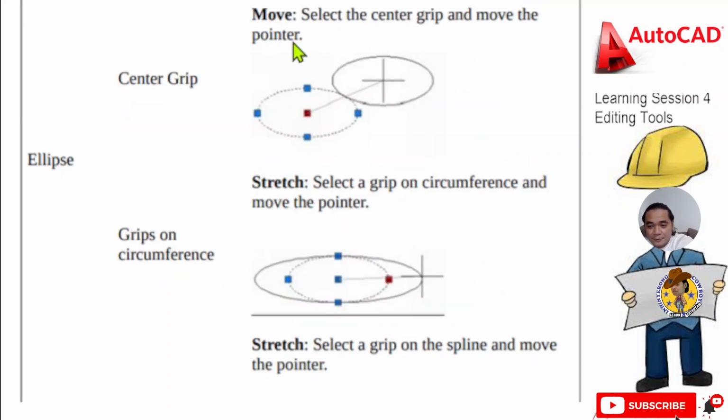For an ellipse, if you want to move it, you can place your cursor on the center of the object. For stretch, you select at the circumference, then you can move.